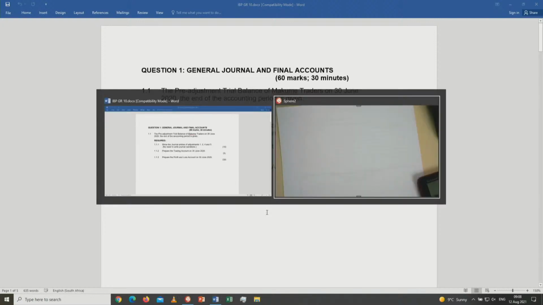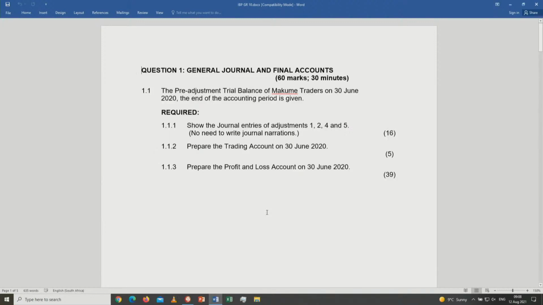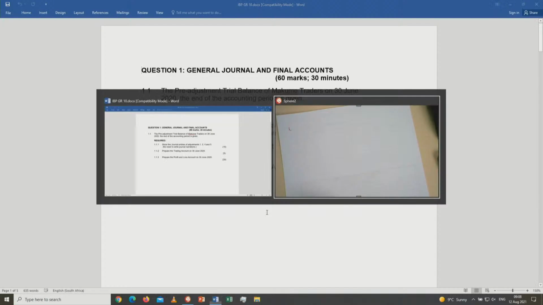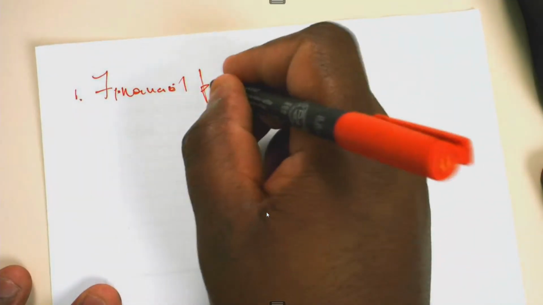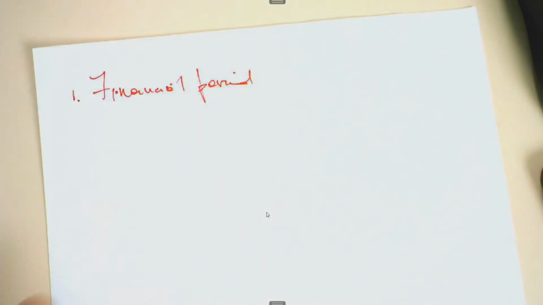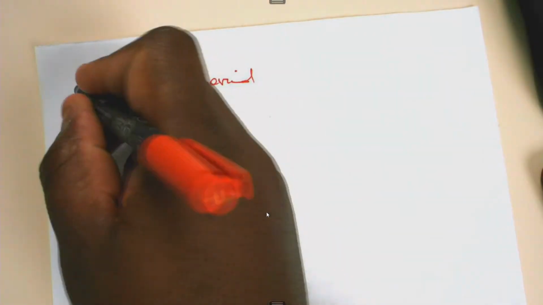Remember, when we are supposed to do the adjustments, firstly, we must identify the financial period. When is the beginning of the financial year, and then when is the end of the financial year?